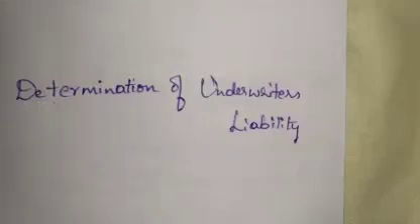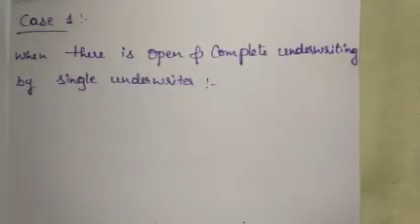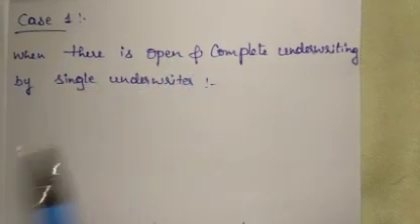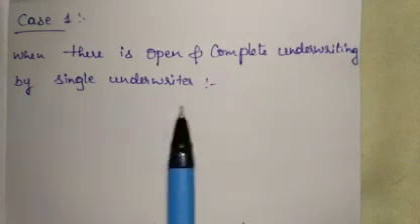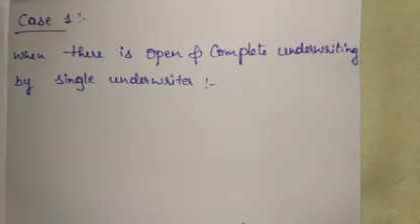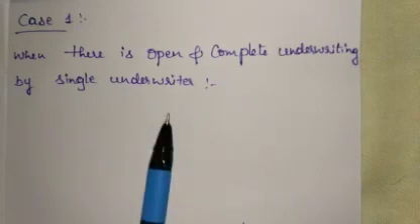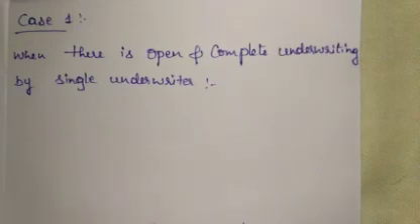The first concept is determination of underwriter's liability under different circumstances. The first circumstance is when there is open and complete underwriting by a single underwriter. In this case, the underwriter will be liable to take up all those offered shares that have not been taken up by the public.